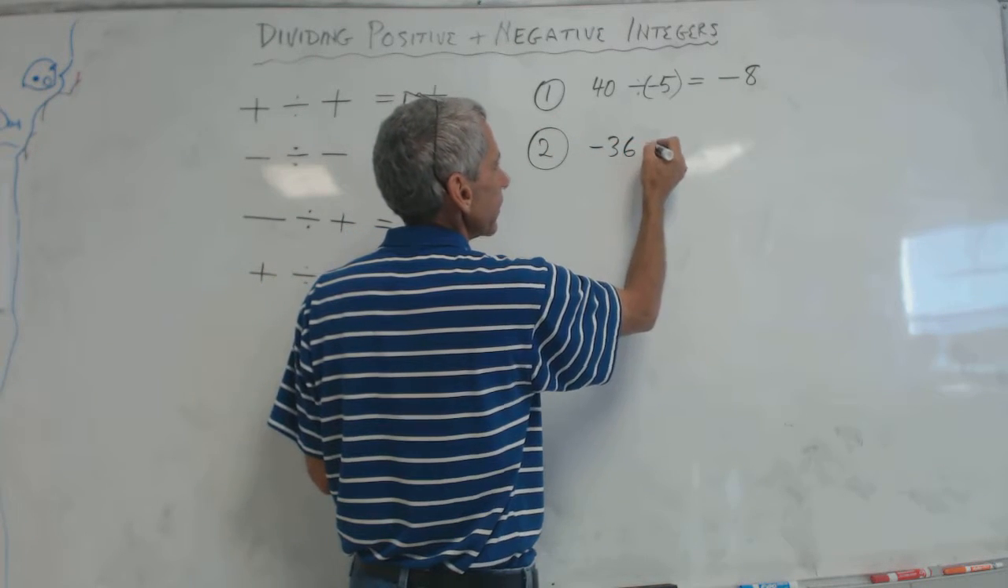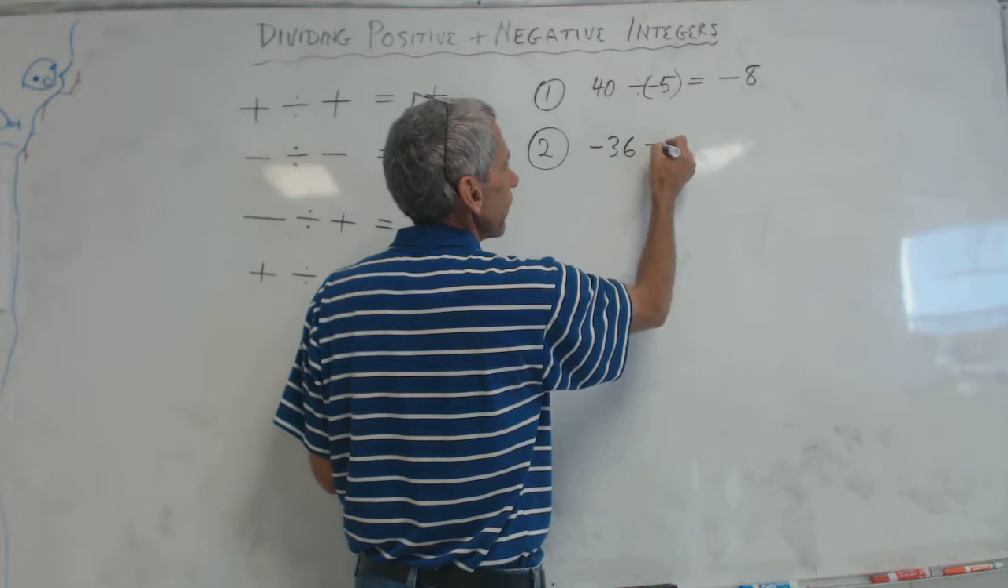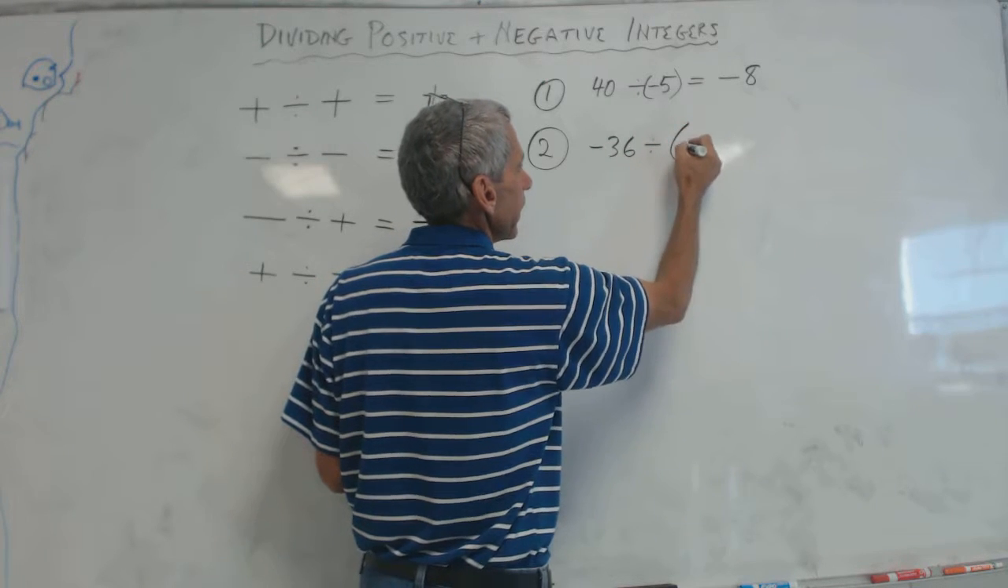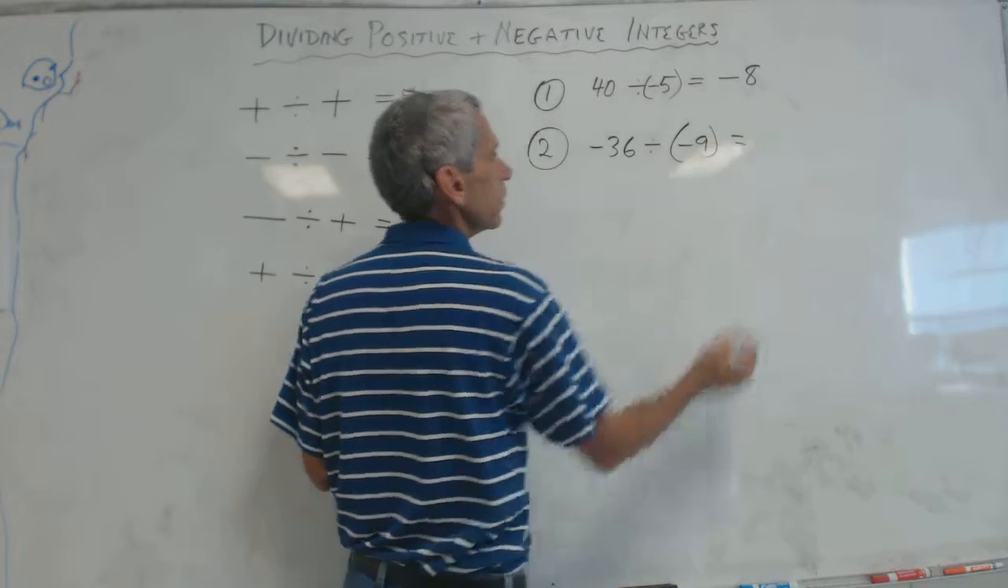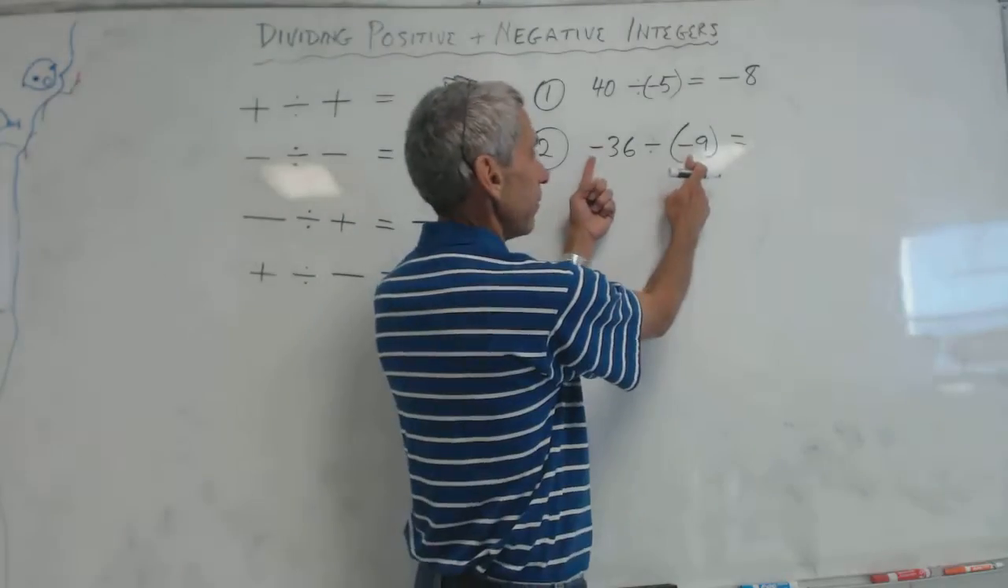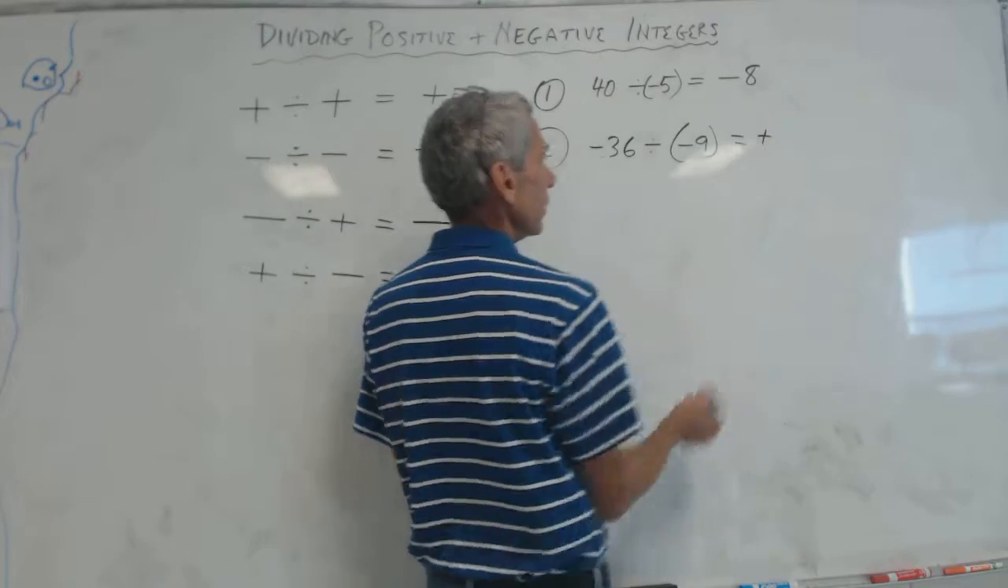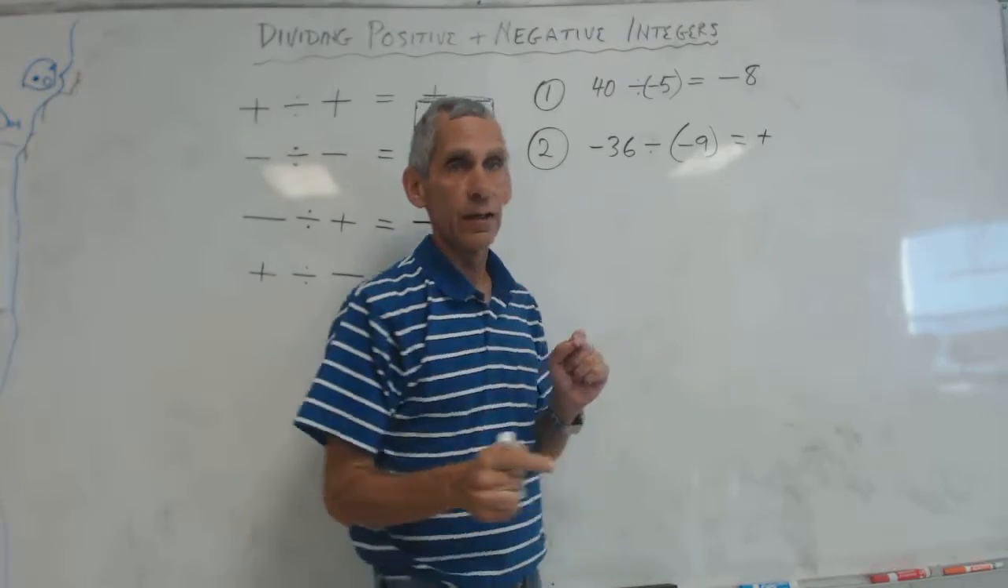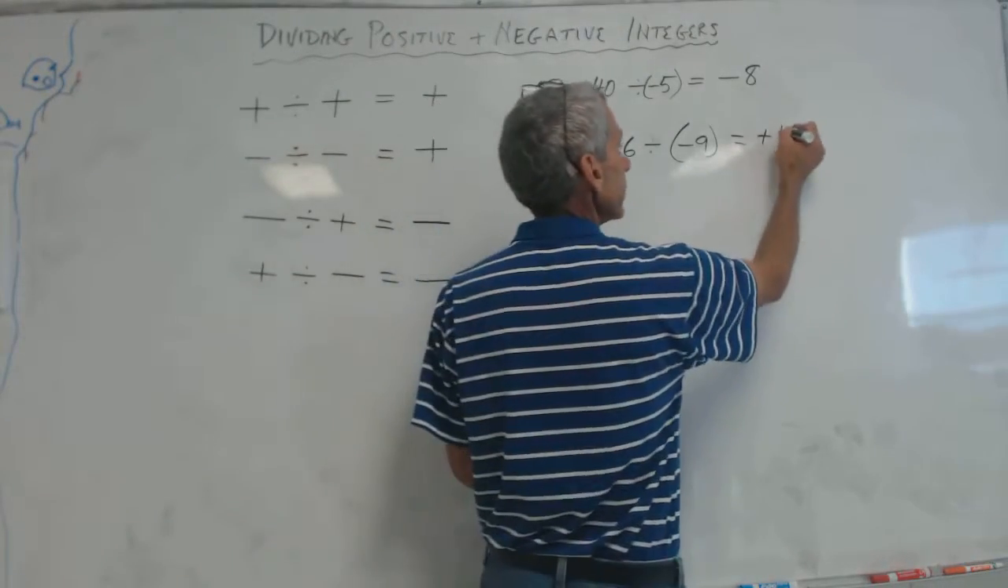Negative 36 divided by negative 9. What would that be? It would be positive. Negative divided by negative is a positive. What's 36 divided by 9? Positive 4. Positive 4, exactly.